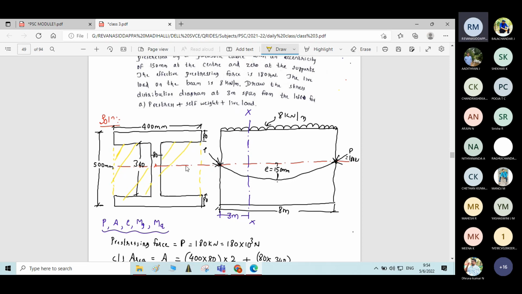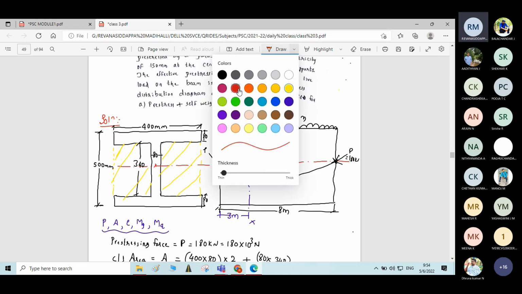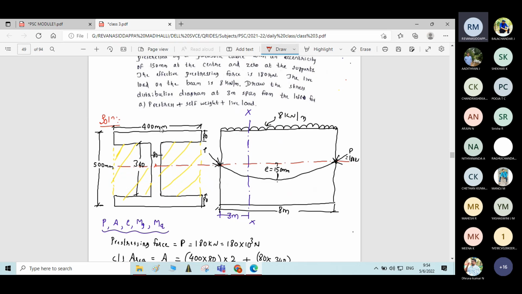Please calculate the width of the shaded rectangle. How much will it be? Overall width is 400 minus 80, the web thickness, 320, divided by 2. If you do this, you will get the width of each rectangle. 320 divided by 2 is 160. So 160 and 160. Now you can calculate the moment of inertia.